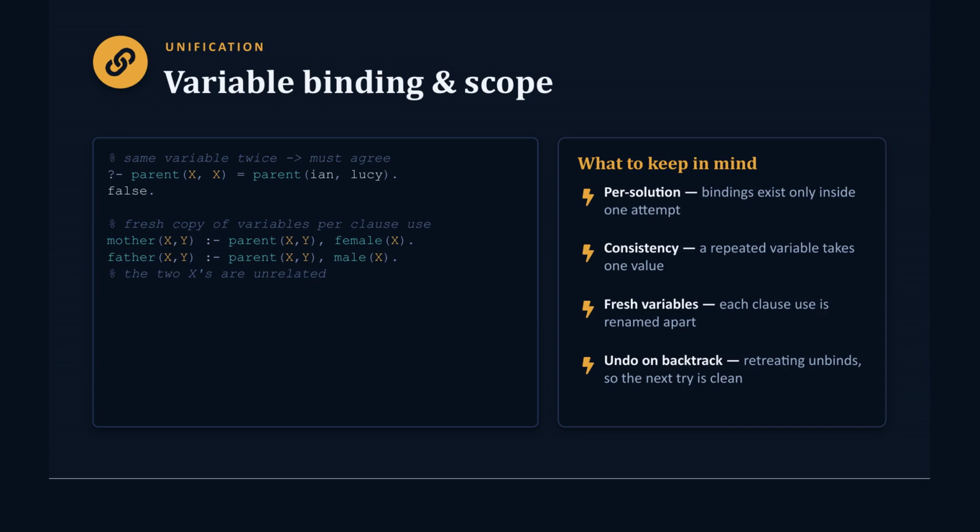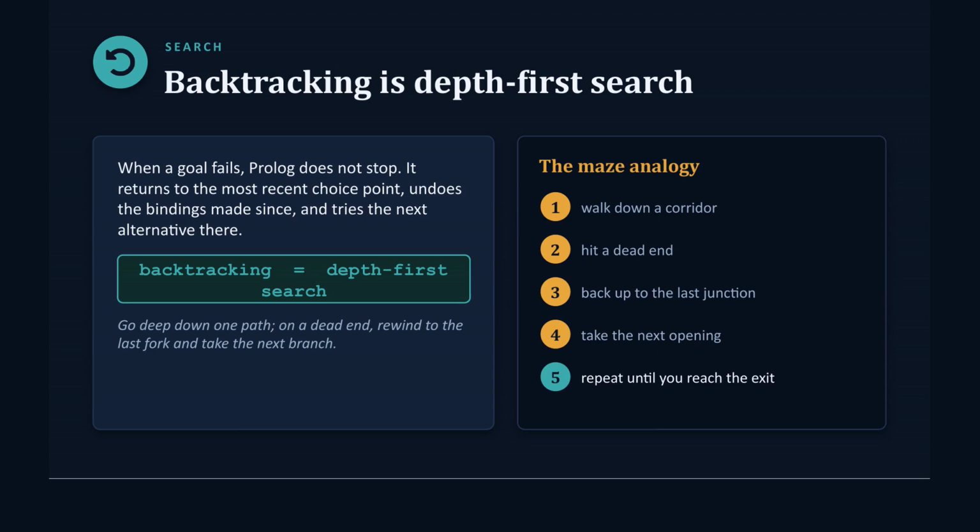And each time Prolog uses a clause, it takes a fresh copy of that clause's variables, so the X in one rule has nothing to do with the X in another. When Prolog backtracks, it undoes the bindings it made along the way, returning variables to unbound, so the next alternative starts clean. Binding and unbinding is the bookkeeping that makes search possible. Now the search. When a goal cannot be satisfied, Prolog does not give up, it backtracks.